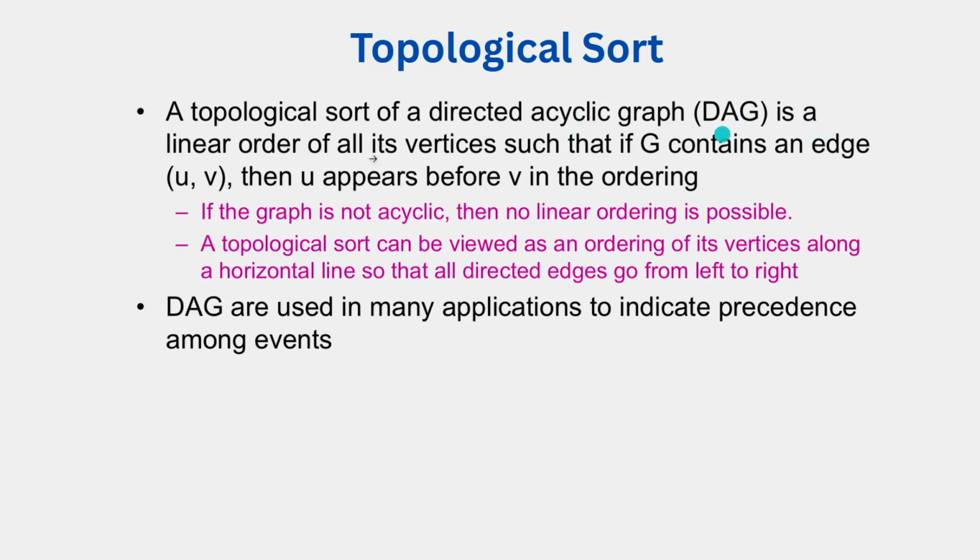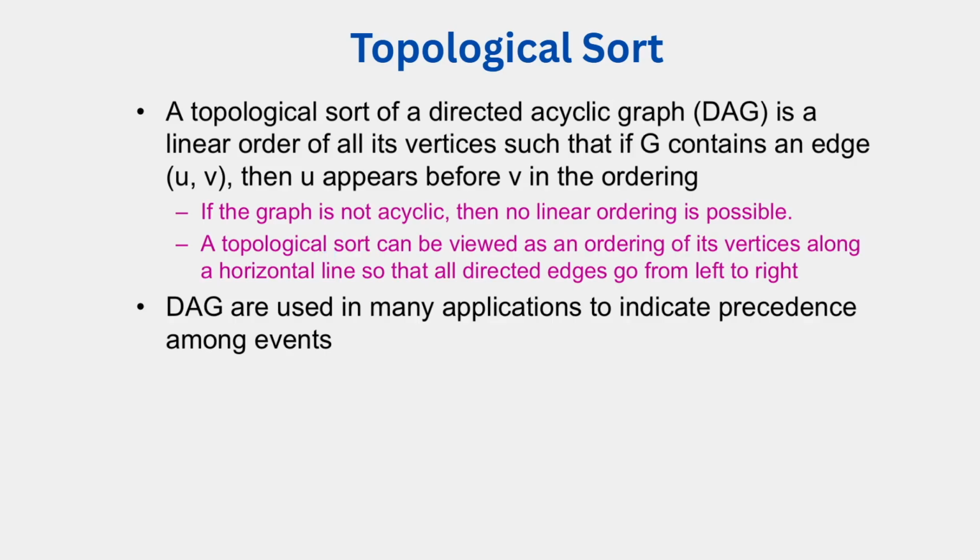In a DAG we have a linear ordering of all the vertices such that if it contains an edge u comma v, then u appears before v in the ordering. So, the graph edge starts from u and ends in v. That is what we mean by the ordering. We can do topological sorting, as I said, only if it is a DAG, and topological sorting is a way to order your vertices along a horizontal line, so that all the directed edges go from left to right. That is the objective of doing a topological sorting.